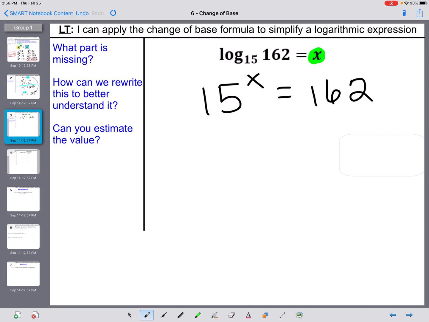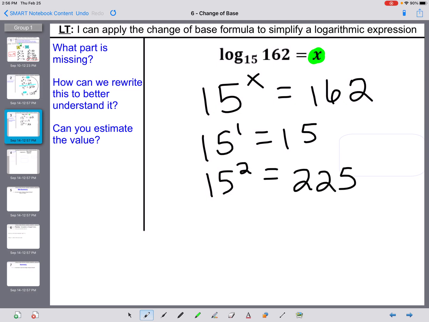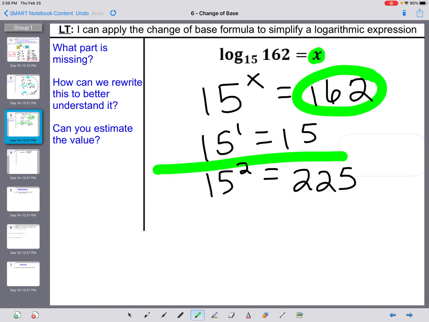So we can start to do what we did in the last problem by using some guess and check and seeing what it comes to. So we'll start off, well, we know 15 to the first power is 15. 15 to the second power, if you type it in your calculator, it'll come to 225. So already we have an issue because we're looking for 162, and it's the same issue we had in the last problem. It's going to be somewhere between 1 and 2.